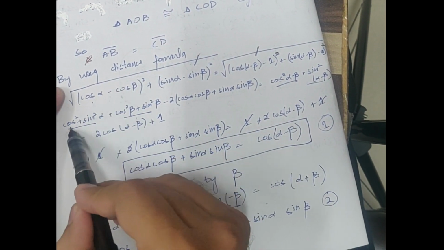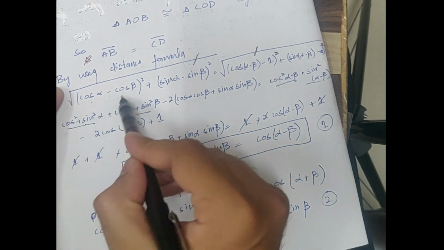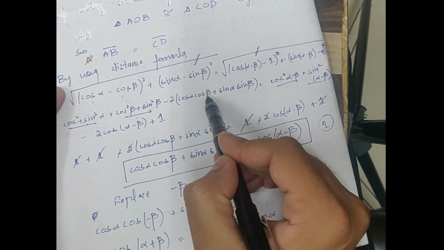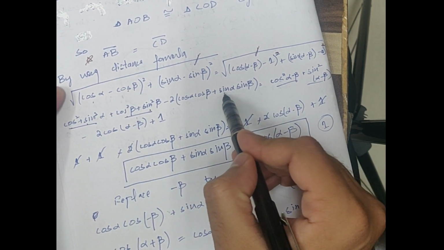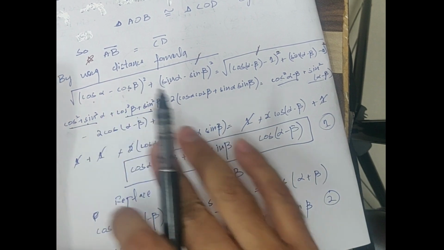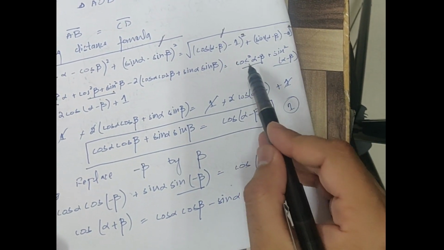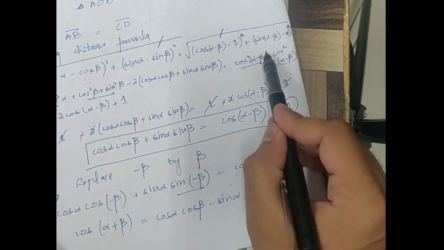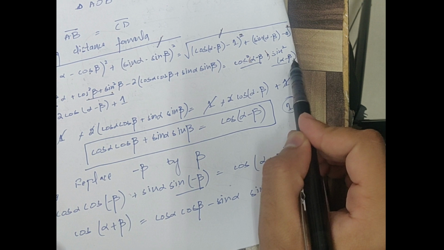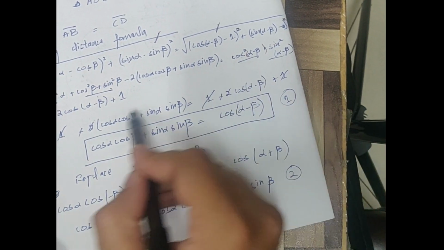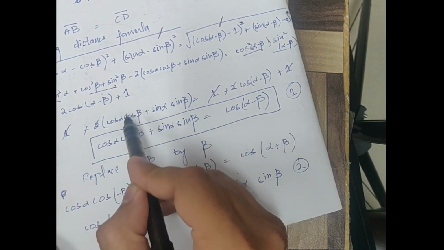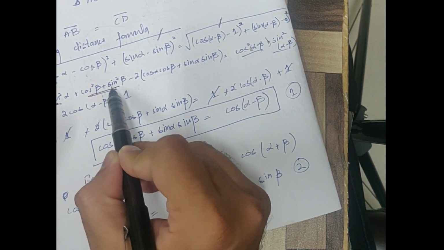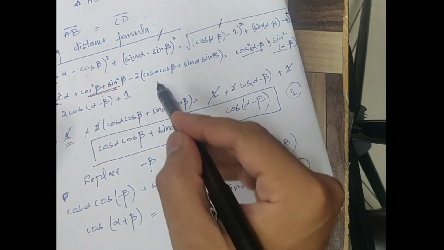Cos square alpha from here, sine square alpha from here, and cos square beta from here, and sine square beta from here, and 2 cos alpha minus beta, 2 cos alpha cos beta, and 2 sine alpha sine beta. So I've already simplified the expression for you. Then cos alpha minus beta squared, and sine squared alpha minus beta, and 0, and 2 minus 2 cos alpha minus beta plus 1. So this cos square alpha plus sine square alpha will become 1. This cos square beta plus sine square beta will also equal to 1, we know already.